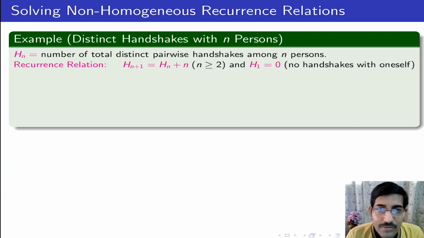So the recurrence is: if the n plus 1th person comes, whatever handshakes have already been made, plus this n plus 1th person will handshake with all n other persons. So it will increment the total number by n. And if there is only one person, there is no handshake with himself or herself, so it's 0. So the recurrence relation says that h(n plus 1) equals h(n) plus n.